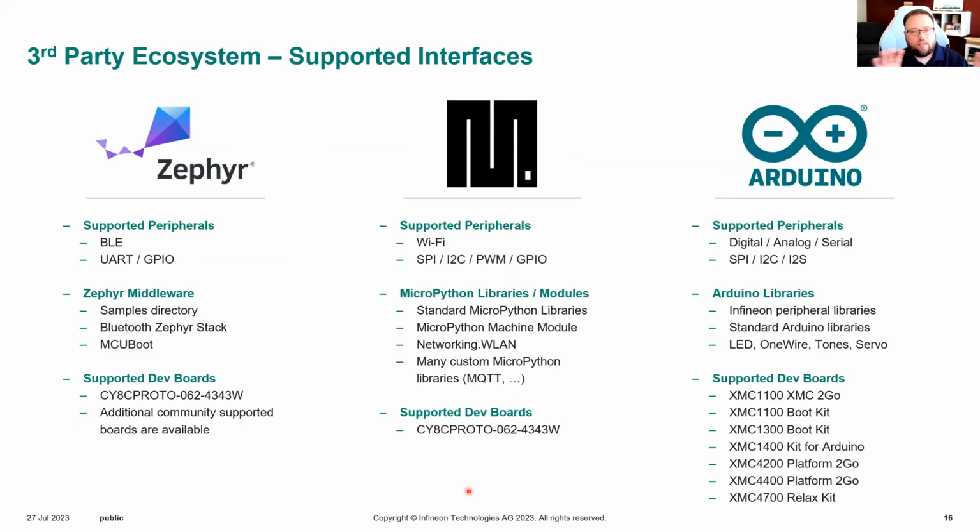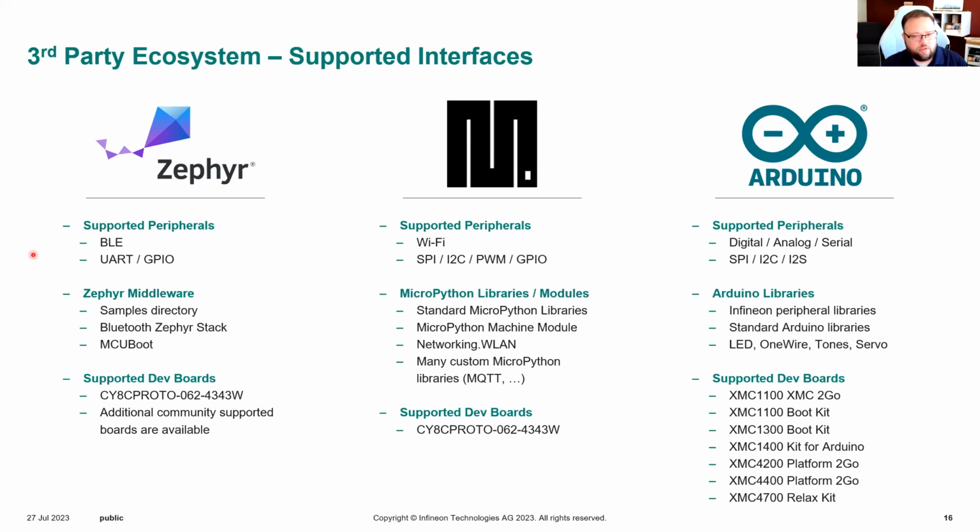Just a landscape overview of the third-party ecosystems, what peripherals are supported, what middleware is available, and then the supported platforms themselves. Starting with the Zephyr column here, it supports Bluetooth Low Energy. So there are specific libraries and capabilities around BLE. It's available on the supported devices. In terms of the peripherals themselves, it supports the UART and GPIO.